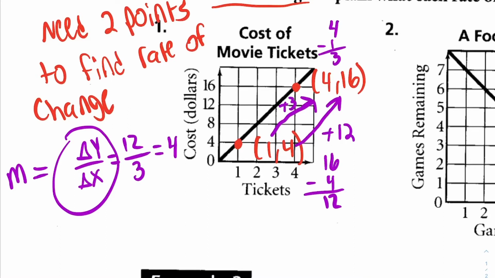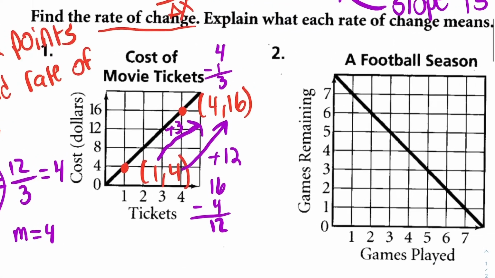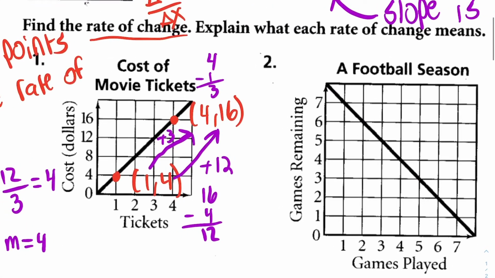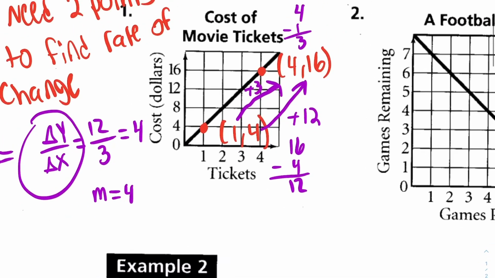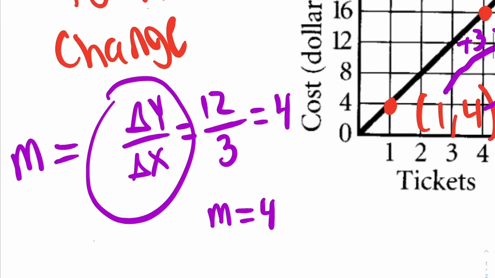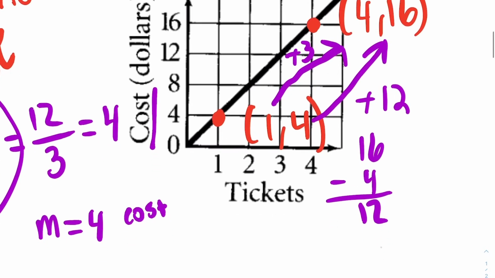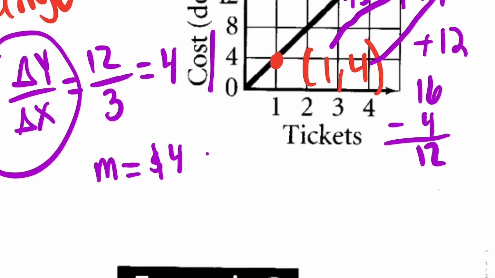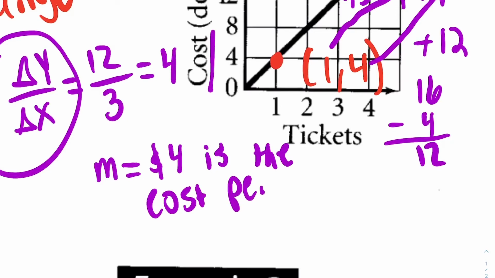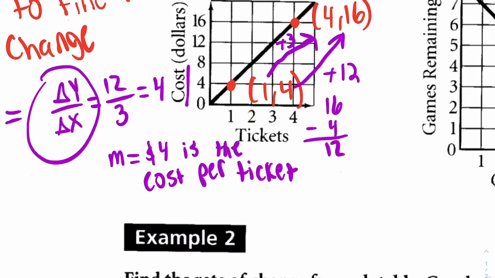Okay, so we found that the rate of change was 4. We got that m equals 4, but we also need to say, what does that mean? That's super easy to do. All we have to do is we say, well, the y's were on top. What were the units for y? The unit for y was the cost. So we're just going to say cost. $4 is the cost per ticket. 4 is the rate of change, and then the units of that is dollars per ticket.